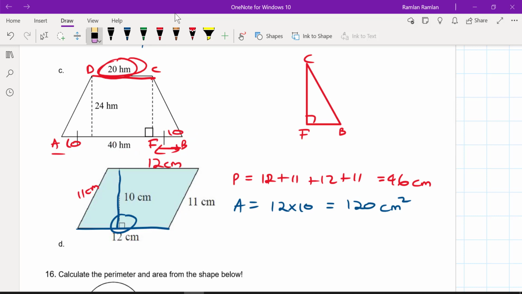So the next thing that we know is that here is 10 hectometer, and then FC here is actually the same thing as the E. Okay, yeah, forgot about the E. So that'll be 24 hectometer. Now we can find the length of BC by using the Pythagoras formula.